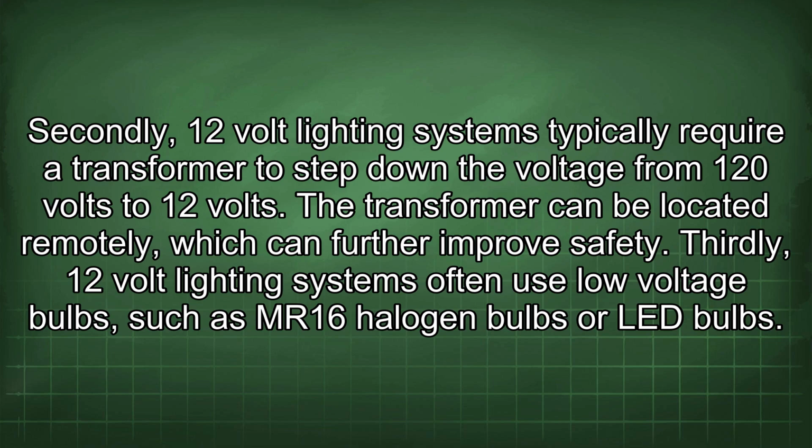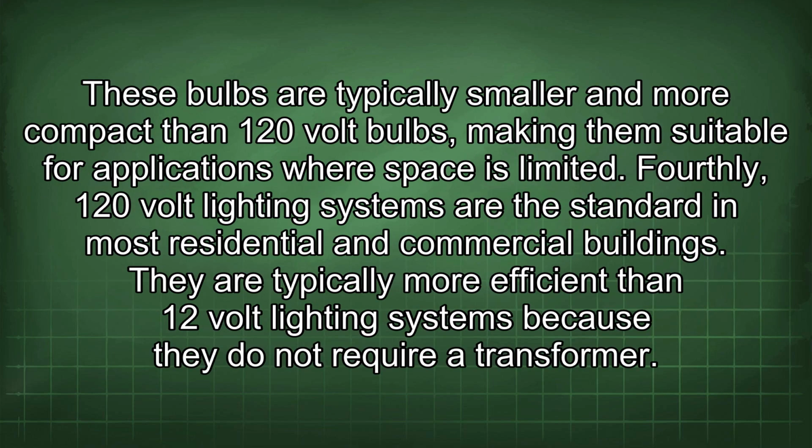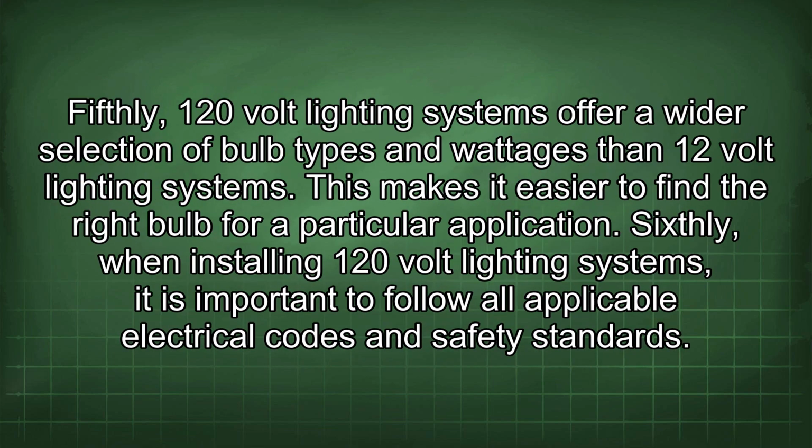Thirdly, 12-volt lighting systems often use low-voltage bulbs, such as MR16 halogen bulbs or LED bulbs. These bulbs are typically smaller and more compact than 120-volt bulbs, making them suitable for applications where space is limited. Fourthly, 120-volt lighting systems are the standard in most residential and commercial buildings. They are typically more efficient than 12-volt lighting systems because they do not require a transformer. Fifthly, 120-volt lighting systems offer a wider selection of bulb types and wattages than 12-volt lighting systems. This makes it easier to find the right bulb for a particular application.